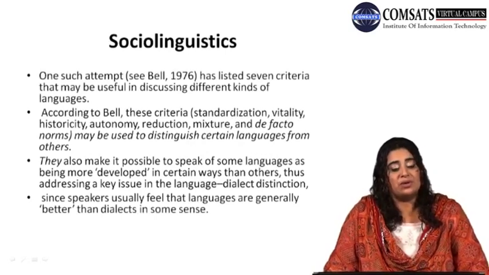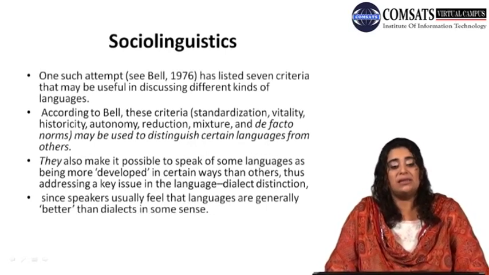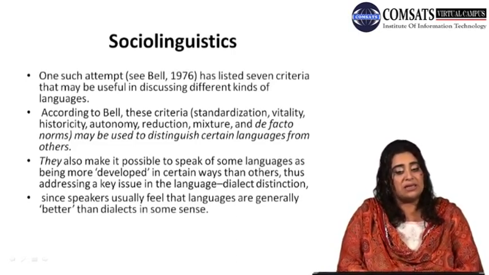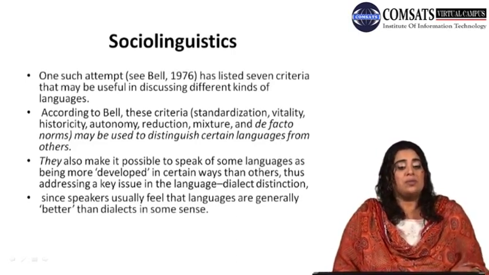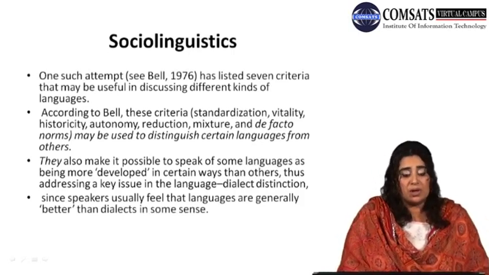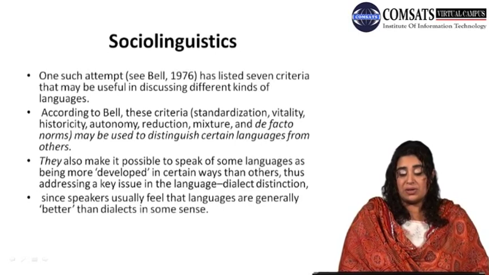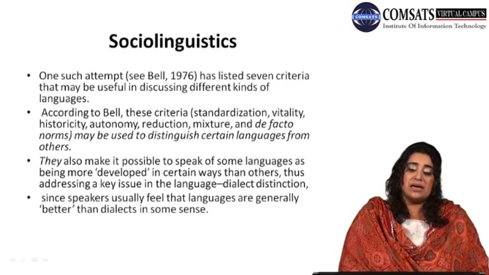So one such attempt, we could see, Bell in 1976 has listed 7 criteria that may be useful in discussing different kinds of languages. According to Bell, these criteria, standardization, vitality, historicity, autonomy, reduction, mixture, and de facto norms, may be used to distinguish certain languages from other languages. They also make it possible to speak of some languages as being more developed in certain ways than others, thus addressing a key issue in the language-dialect distinction.